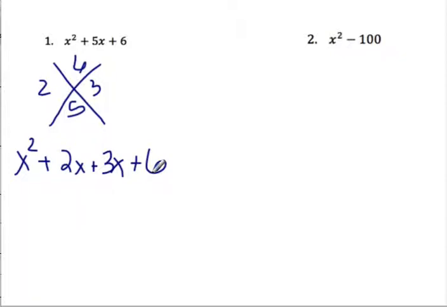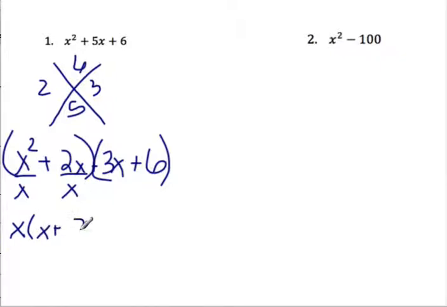And now I'm going to factor by grouping. So I'm going to make two groups. Between x squared and 2x, I can divide out an x. So I'm going to take out that x. When I do x squared divided by x, I get x, and 2x divided by x is just 2. Between 3x and 6, we can take out a 3. So we're dividing each of these terms by 3. So 3x divided by 3 is just going to be x, and 6 divided by 3 is going to be 2.